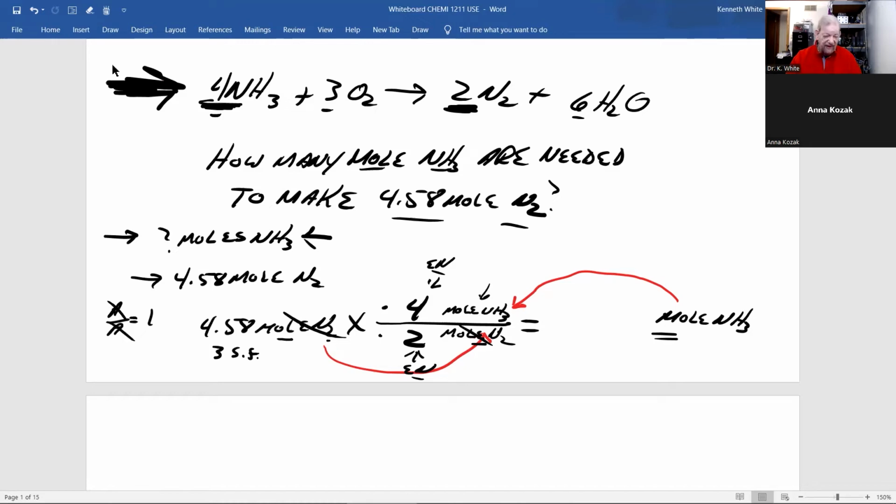And now I'll turn on my calculator, clear it, 4.58 times 4 divided by 2. And it turned out my calculator gives me 3 significant figures, 9.16. And that's how you do that. Remember, the coefficients in front of a balanced chemical equation give you molar relationships. That's important information that you have to remember.